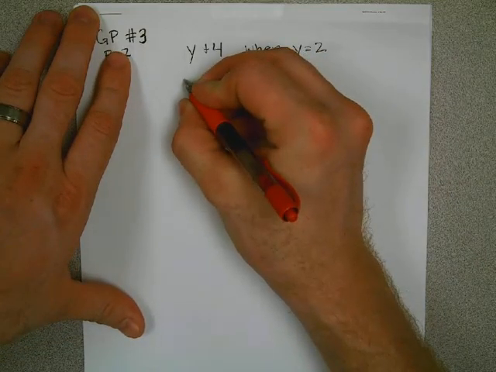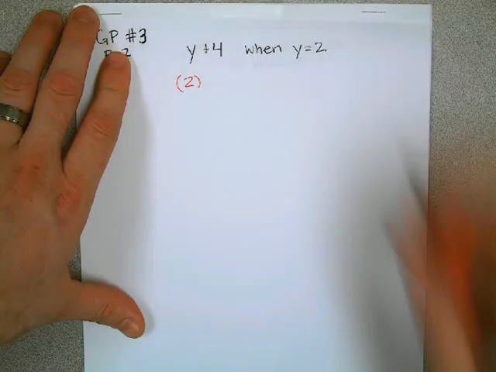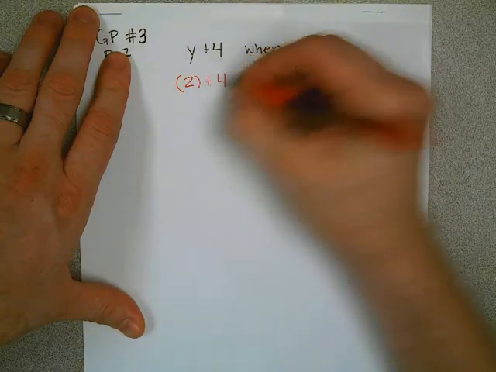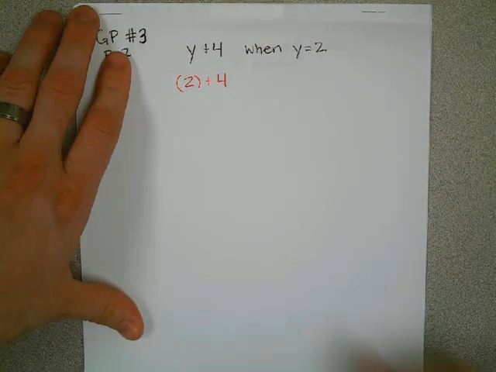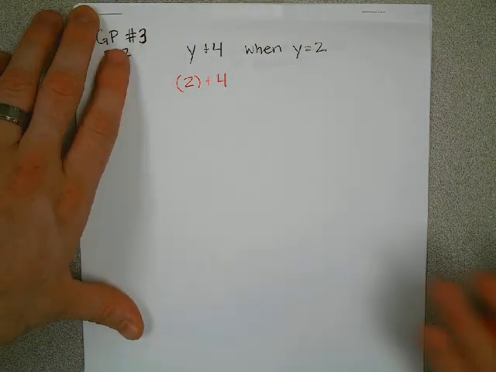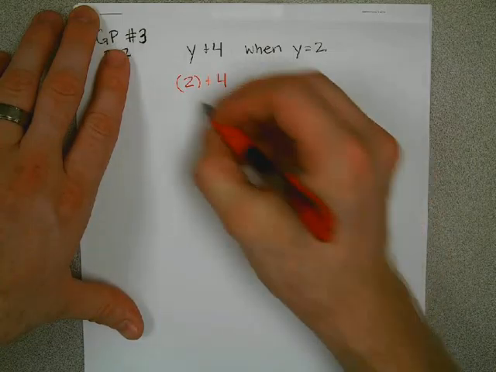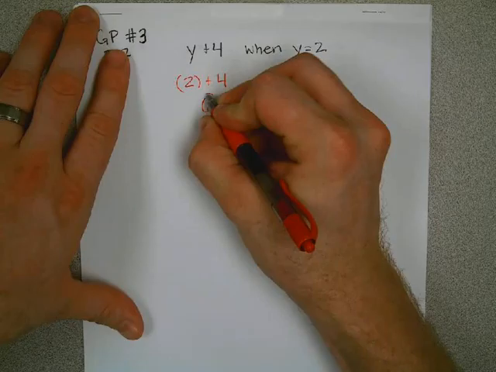I'm going to put parentheses around any number that I substitute in for a variable when I first do it. It's a good habit to get into. So I have 2 plus 4. The parentheses wasn't necessary in this situation, but like I said, it's a good habit to get into. So we simplify that to get the answer of 6.